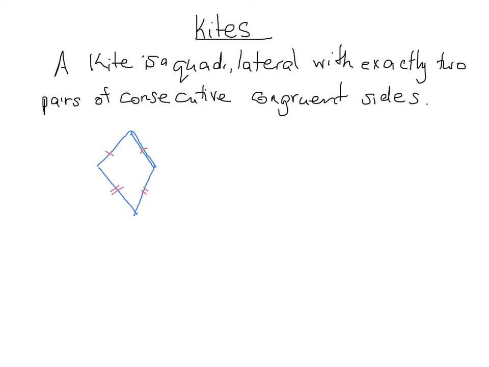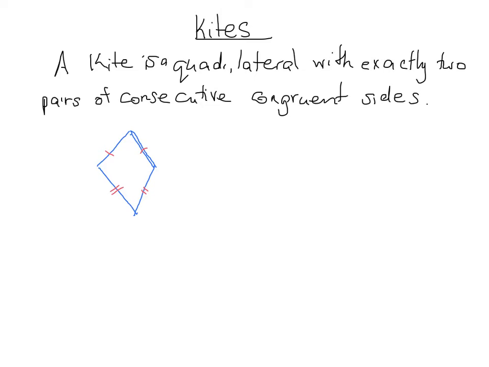Now, the reason the definition says exactly two pairs of consecutive congruent sides is this. If three or all four of these sides were congruent to each other, it would not be a kite. The two sides here have to be different in length from the two sides here. So there are exactly two pairs of consecutive congruent sides.